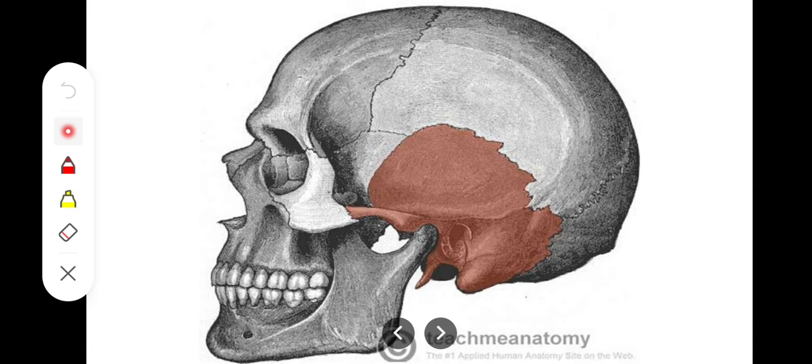So, first of all, let's talk about the mastoid part of temporal bone. This is the squamous part of temporal bone, and this here is the mastoid part of temporal bone. As you can see, it is lying just inferior to it, and it's connected with the squamous part by a suture called the temporomastoid suture, or the squamomastoid suture, right?